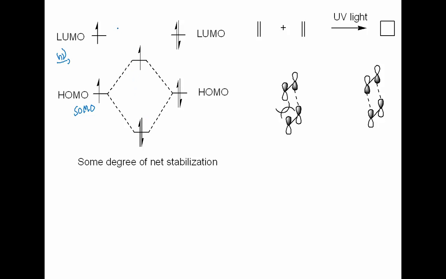So if you shine ultraviolet light on the system, there are many successful examples of 2+2 cycloadditions where they're done in the presence of ultraviolet light. And this is because now you can interact these HOMOs in an energetically stabilizing interaction. Okay, so UV light causes 1 electron to go from HOMO to LUMO.